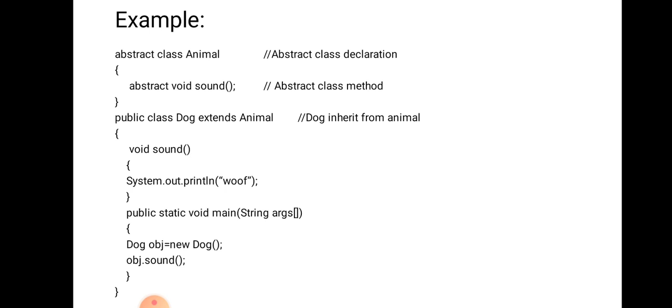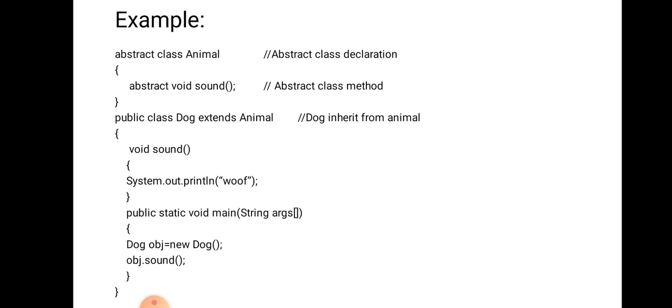And in an abstract class, as I said, only declaration is allowed and not a definition. So we declared a method in the abstract class as abstract void sound. Sound is a method and it is declared as abstract. So now the class Animal has become an abstract class. The method sound will be defined in a child class.